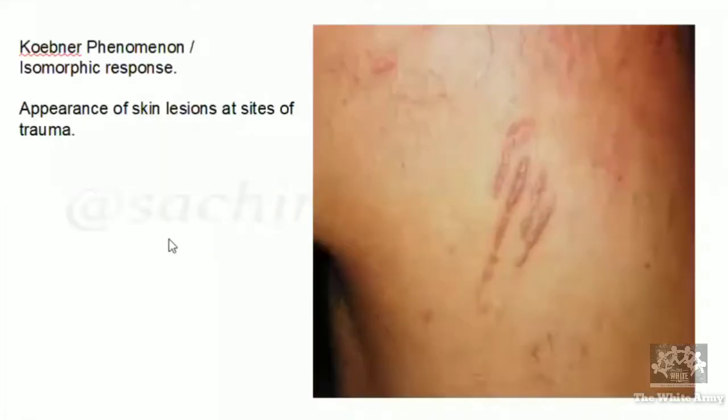There is something called the Koebner phenomenon, or Koebner's isomorphic response. Isomorphic: iso means same, morphic means similar morphology. So when there is mild trauma over the skin, new psoriatic lesions will form at the site of trauma. Appearance of skin lesions at the site of trauma. If you understand this word, isomorphic, it means similar morphology as the psoriasis.